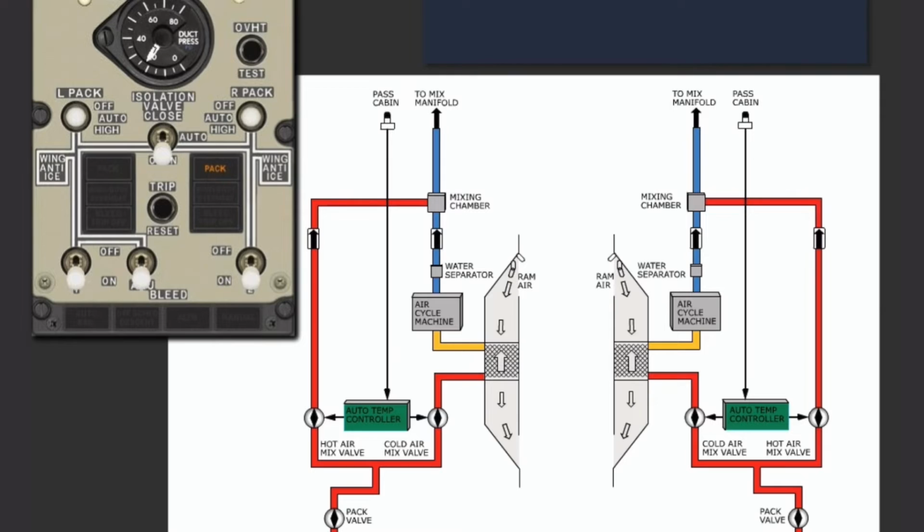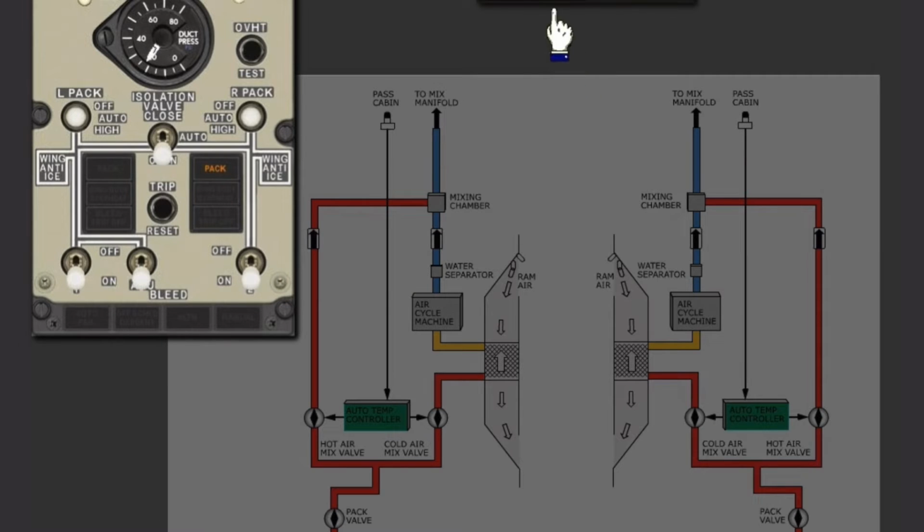If the fault condition is not corrected and the pack light remains illuminated after pushing the trip reset, then the fault is due to a dual controller failure. In a dual controller failure scenario, the pack operates uncontrolled with the pack valve open, and it does not close until the pack is commanded off with the pack switch. During master caution recall, the light illuminates to indicate failure of either primary or standby pack control. The light extinguishes when the master caution is reset.